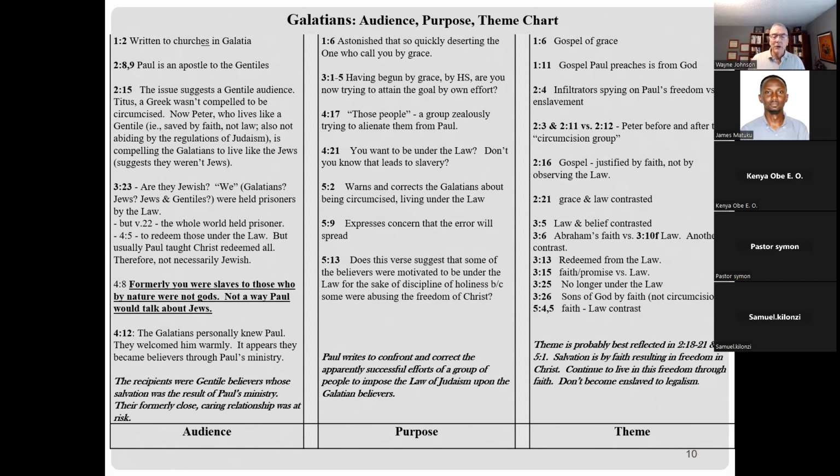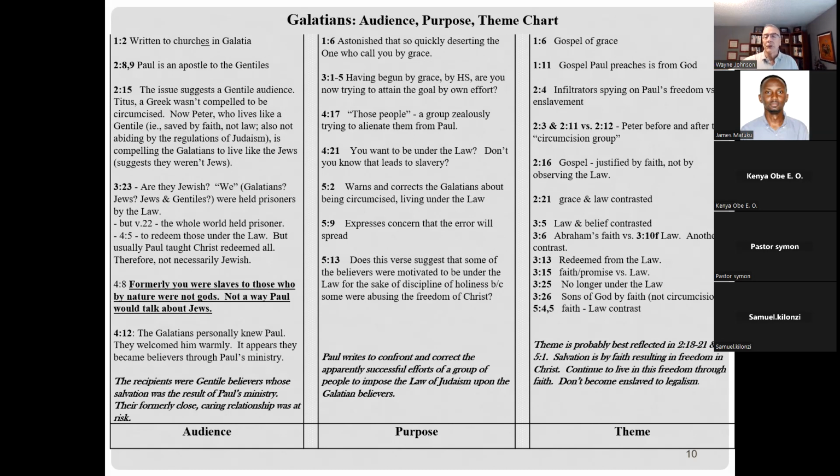So my summary of the purpose of the book of Galatians was that Paul writes to confront and correct the apparently successful efforts of a group of people who are trying to impose the law of Judaism upon Galatian believers. And with some tweaking, that would be a pretty good summary of the purpose of Paul's writing.